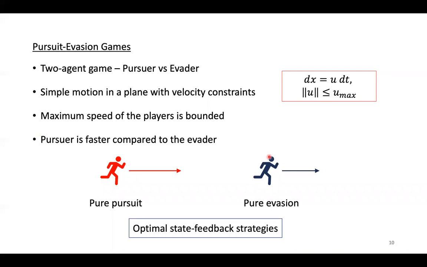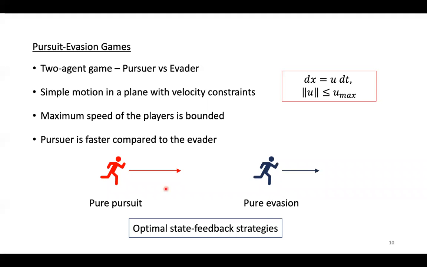What should the pursuer and evader do? The answer is the pursuer should follow what is called a pure pursuit strategy, and the evader should follow what is pure evasion strategy. What it means is these are, again, what are called optimal state feedback strategies. At every instant, given the position of the evader, the pursuer has to draw a line joining the evader with its current position and keep its velocity vector along the line of sight. And similarly, the evader's strategy is to go opposite to that line of sight direction.